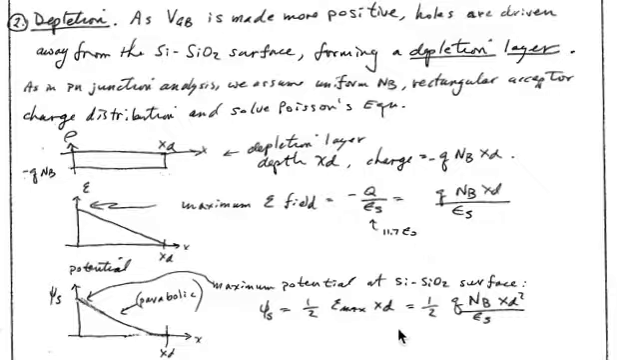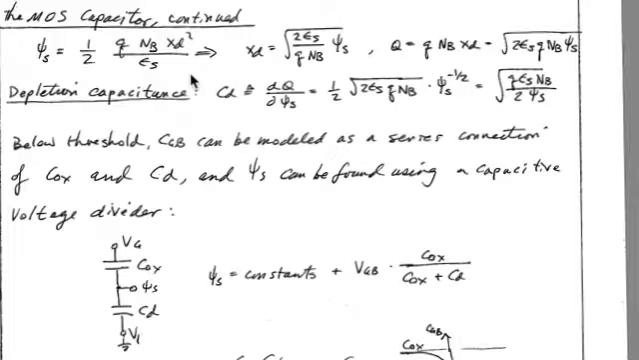This forms a built-in potential, which we can find by finding the area of this triangle, which is 1/2 the base, which is xd, times the height, which was the maximum field, which we found from this equation. So if we plug that in, we get an equation for the surface potential as a function of depletion layer depth. If we solve that relationship for the depletion layer depth, we get an equation of the same form that we had for the width of the depletion region in a p-n junction.